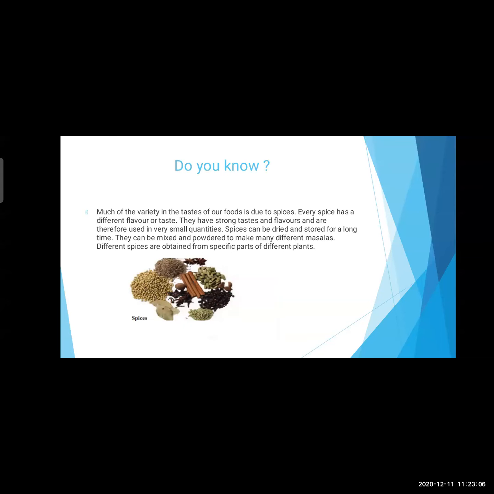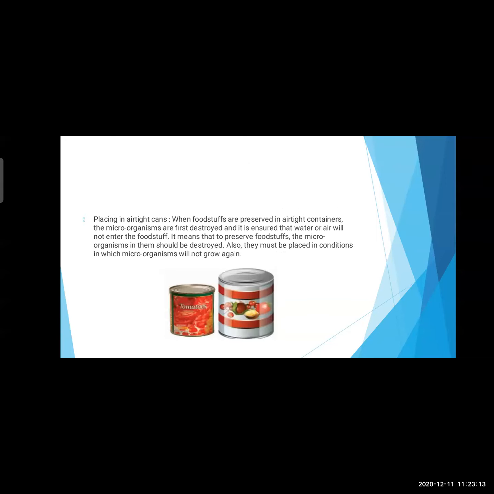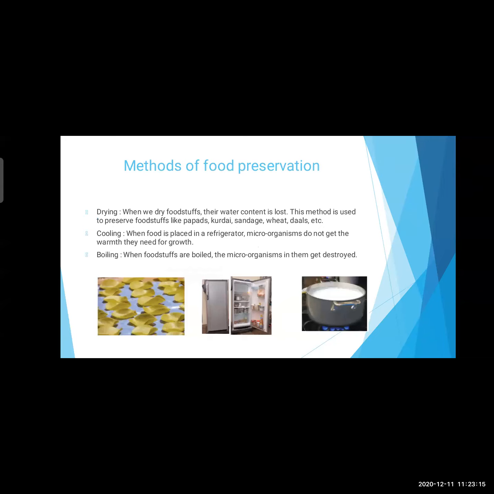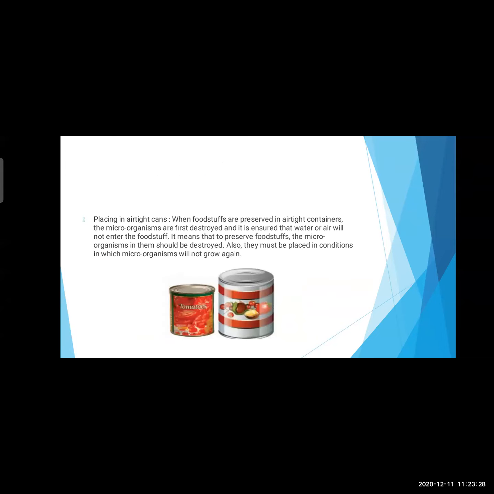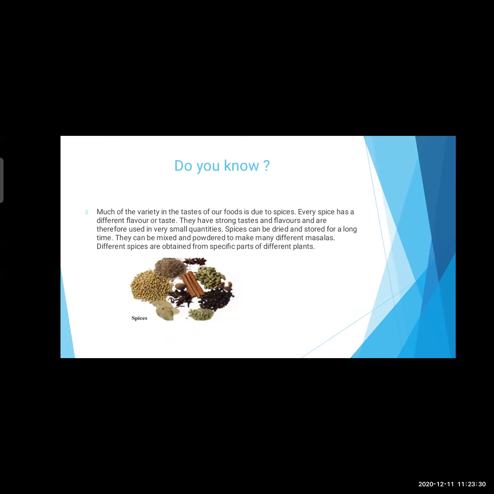Next, children, much of the variety in the taste of our food is due to spices. Again, I'm repeating for you: there are four methods of food preservation: drying, cooling, boiling, and placing in airtight cans. Okay, these are the four methods. Now, next one: much of the variety in the taste of our food is due to spices.